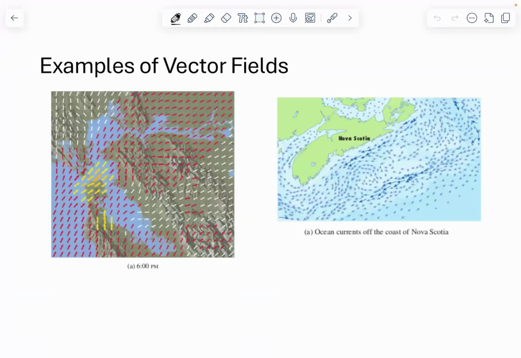So these two are examples of vector fields that we could see in real life. On the left, we have wind speeds around the San Francisco area at 6 p.m. As you can see, the arrows indicate the vectors in the direction of the wind. And the one on the right shows ocean currents off the coast of Nova Scotia. Again, those arrows dictate the direction of those currents.